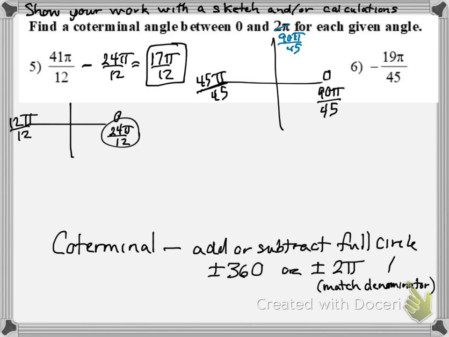This time, it's too small. It's negative. So instead of subtracting a full circle, I'm going to add a full circle, plus 90 pi over 45. And really, I keep the pi, I keep the 45. I just have to think about what's negative 19 plus 90. That is 71 pi over 45. Is that between 0 and 90 pi over 45? It is.